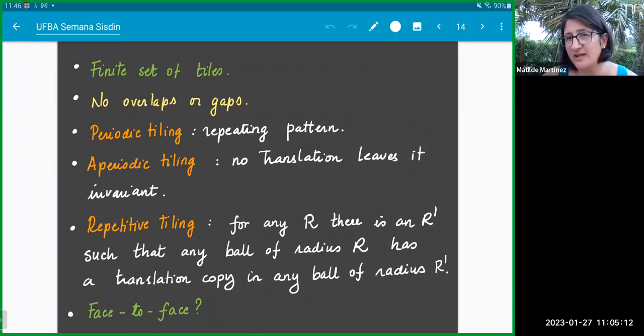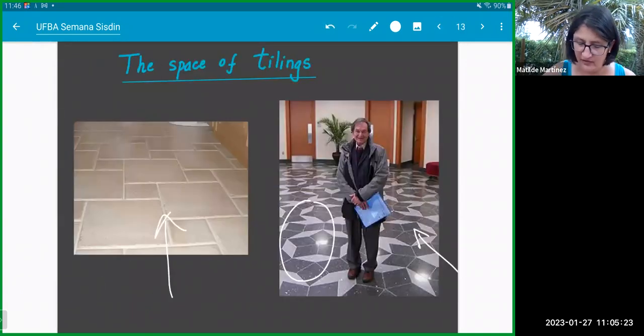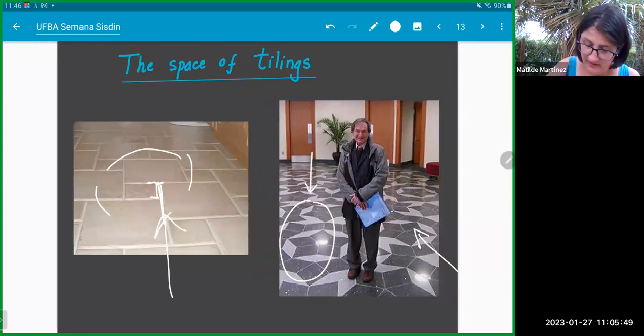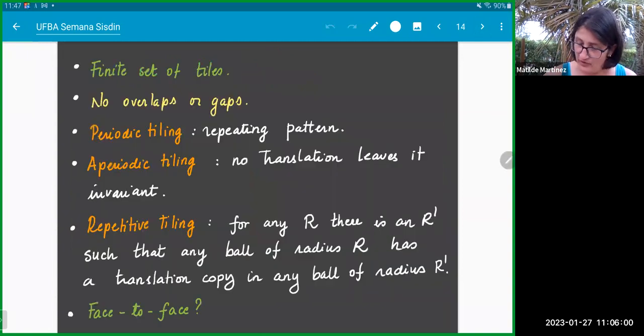You may want to ask that the tiling is face to face. This means that you glue the face of one tile with the face of another one. For instance, here the tiling on the left is not face to face, because this face of this big square is not exactly glued to this face of the small square. The one on the right is face to face, because the face of one tile is glued to the face of another one. But in any case, there is some condition on how the tiles are glued. It's not just anything. So you want to put some condition on how you glue the faces, okay?